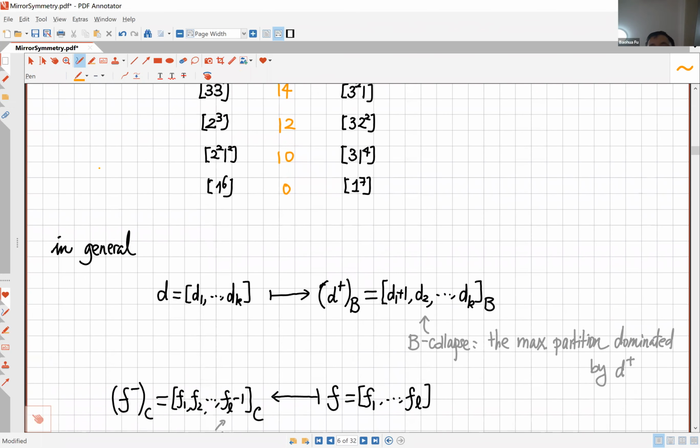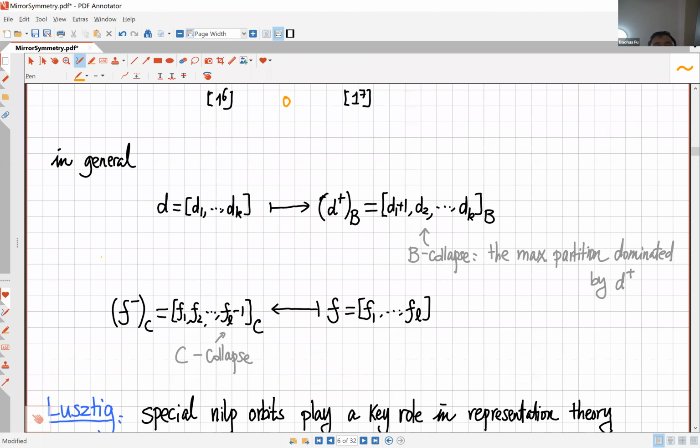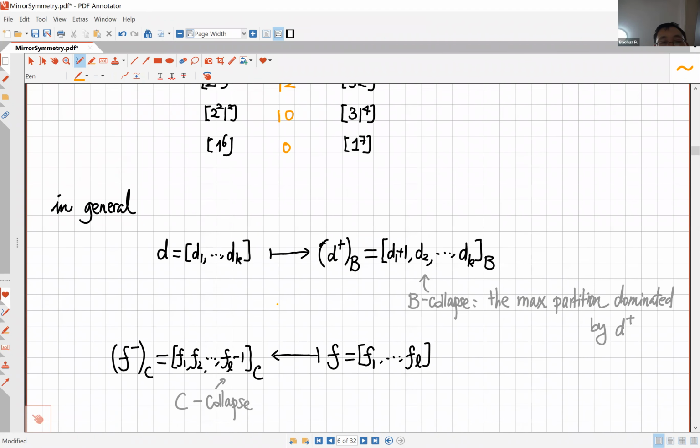So, and also there's a general procedure to describe this correspondence. You start with something special in type C. And then what you can do is you add one to the first, or the largest, part. And then you do the B collapse.